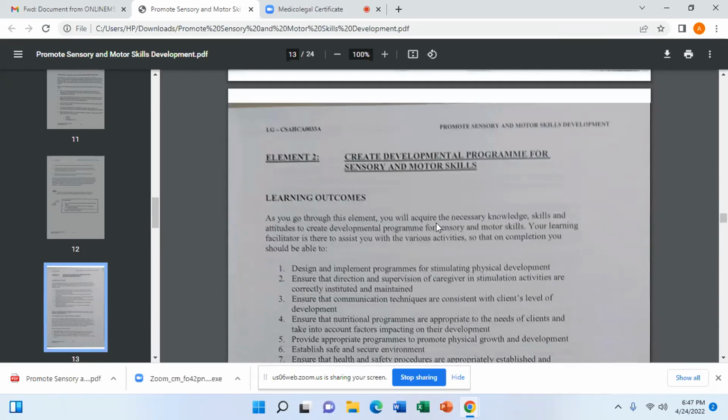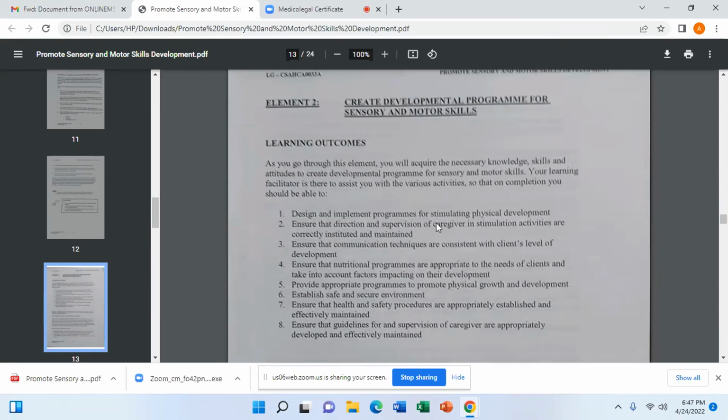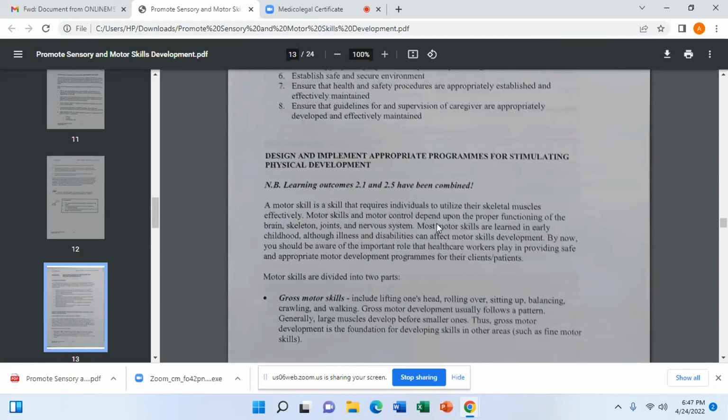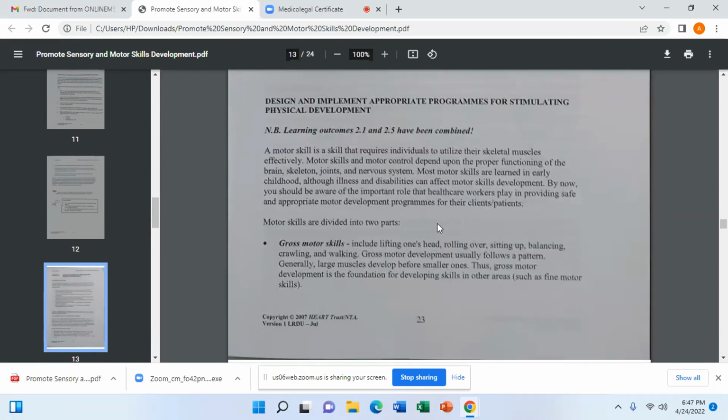It's an element to create developmental programs for sensory and motor skills. All right. To create development programs for sensory and motor skills. So the first thing that we would want to do is to design and implement appropriate programs for stimulating physical development. And before you even go into planning, you would need to know what we talk about motor skills.